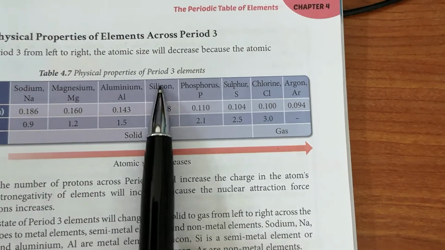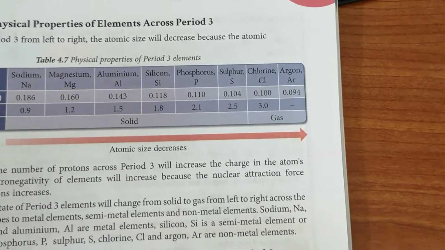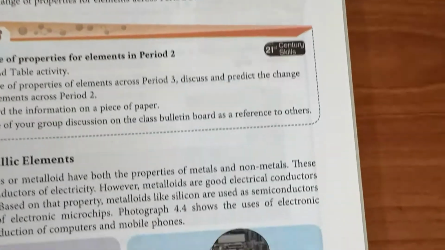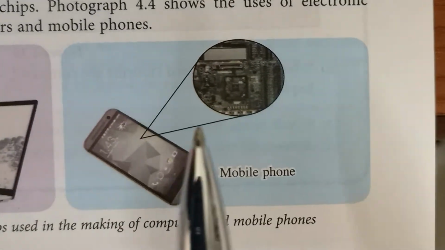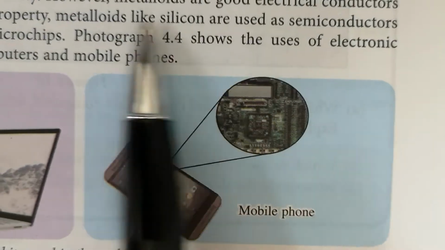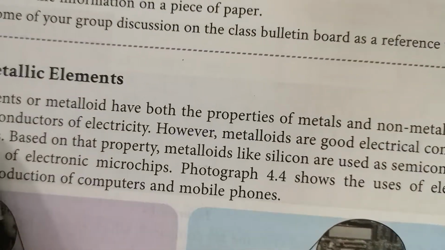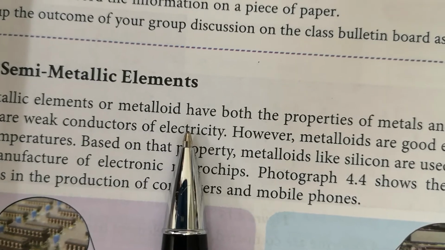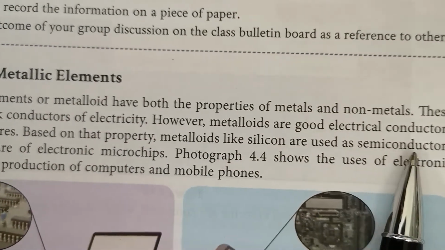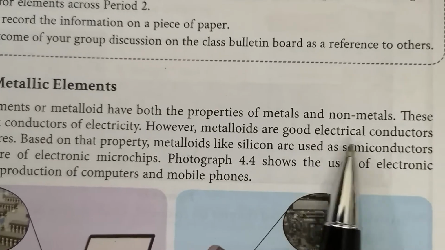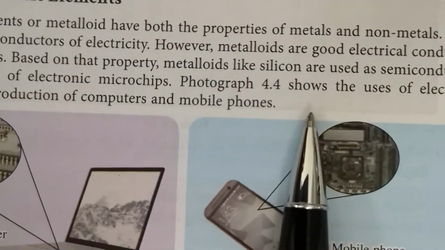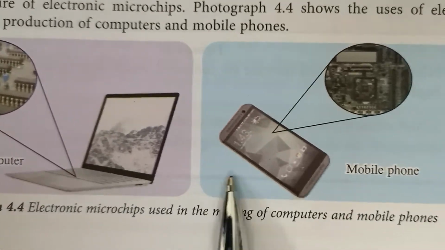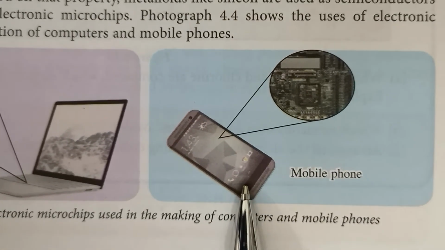Now, semi-metal, or another word for semi-metal is metalloid. What are the uses for semi-metals? Because they are weak conductors of electricity, but when it's high temperature, they become good electrical conductors. So they can be used to make microchips for the computer and to make microchips for mobile phones.